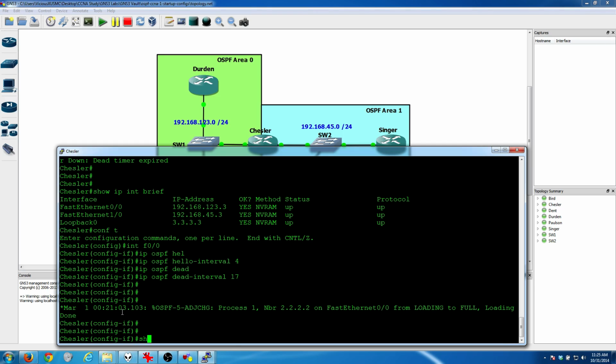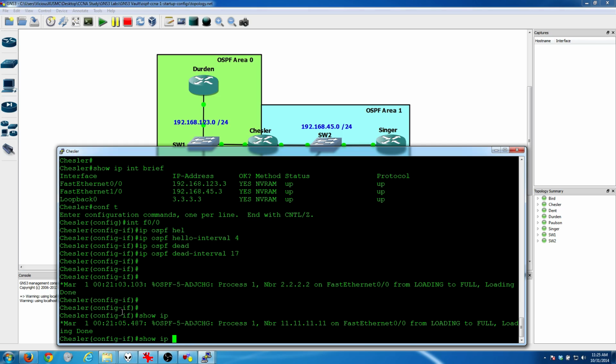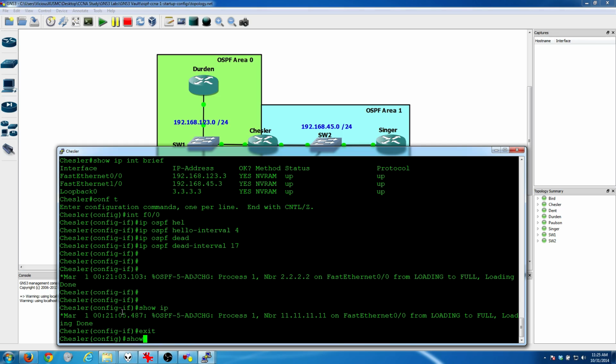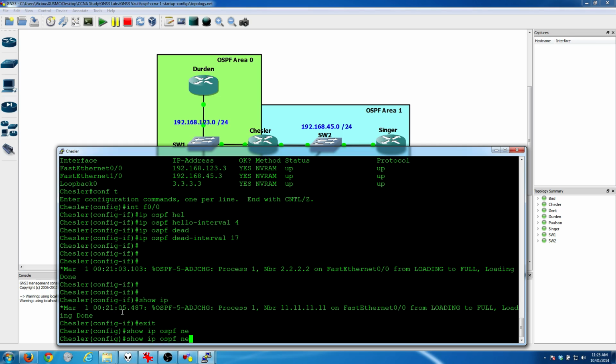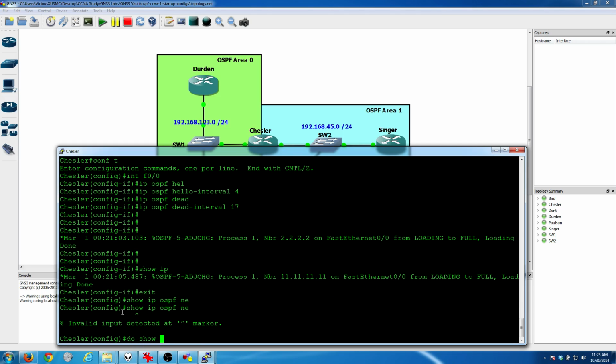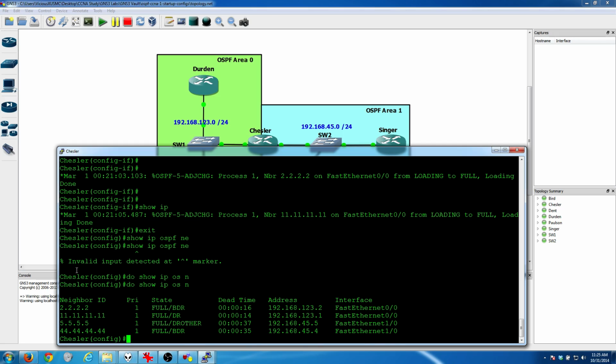Let's do a show IP OSPF neighbor command. And I see 2, 1. Yep, everything looks like it's there.